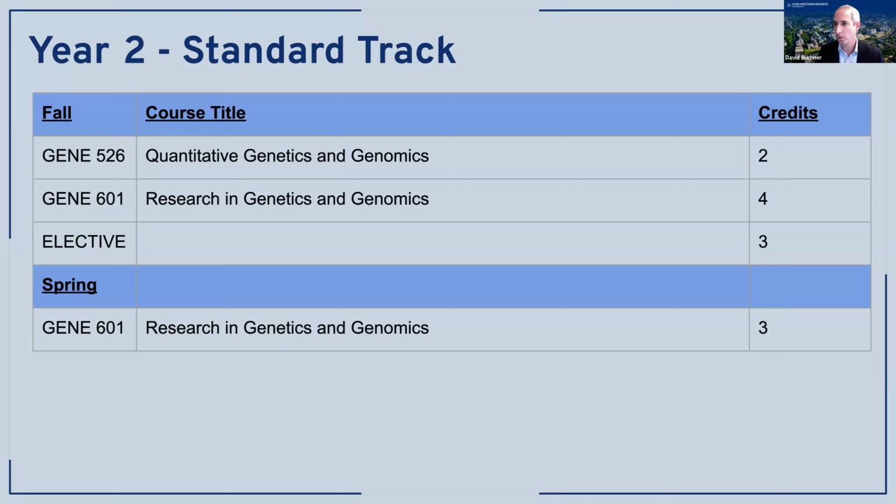The part-time track is basically taking the first 2 years and splitting them in half. So you do about a half course load the first year and a half course load the second year, and then your third year is available for just doing research.